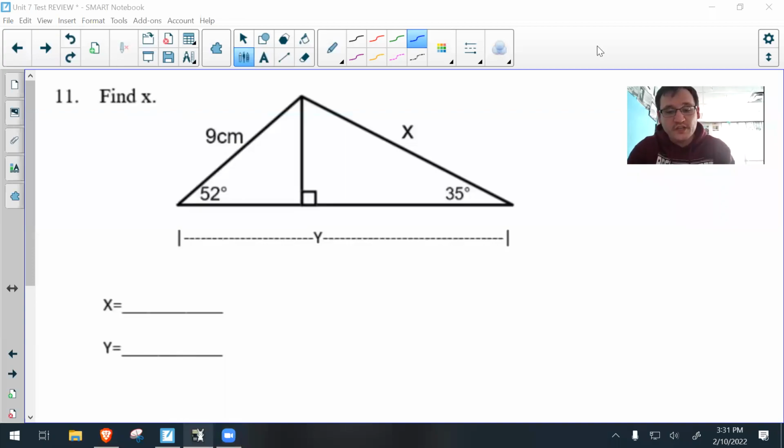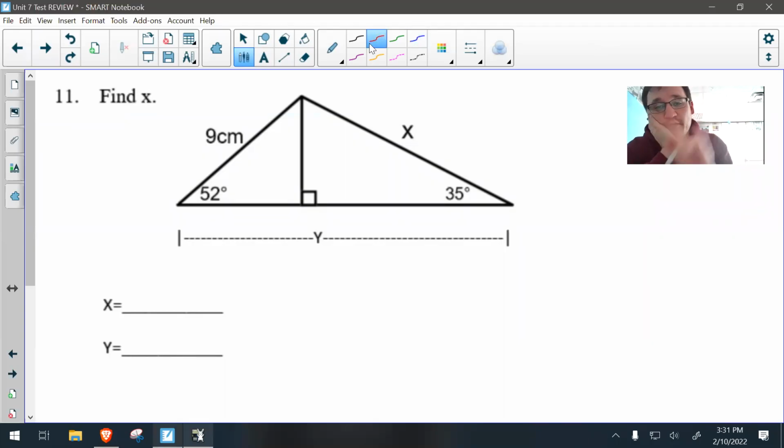Here we go. This is page 3 on the unit 7 test review. Question number 11. All right, just looking at this off the top of my head, there's two ways that I can think to do this problem. We'll start with the more difficult way first, because that way you won't appreciate the easy way.